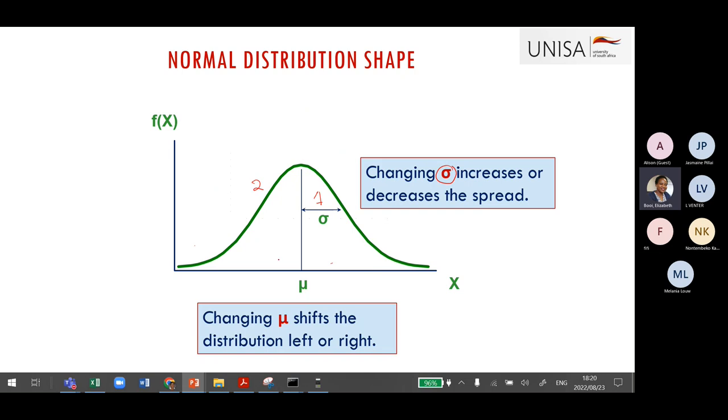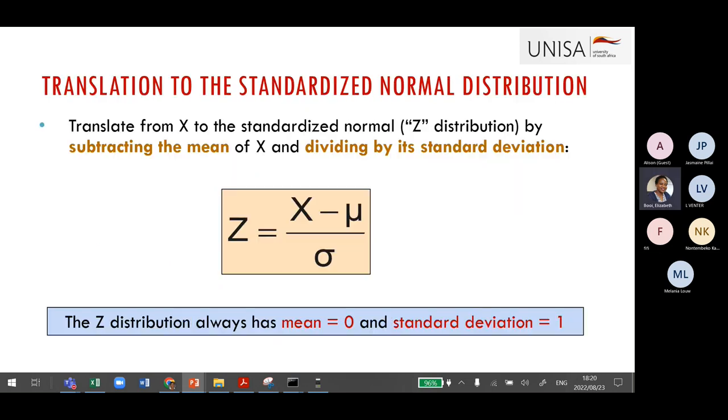As your mean changes, it shifts only the graph from left to right. So the mean shifts the graph from left to right. So it just moves left to right. And that is your normal distribution.